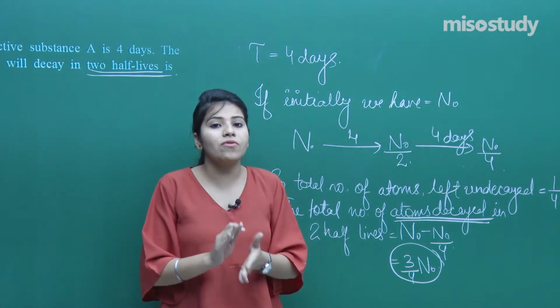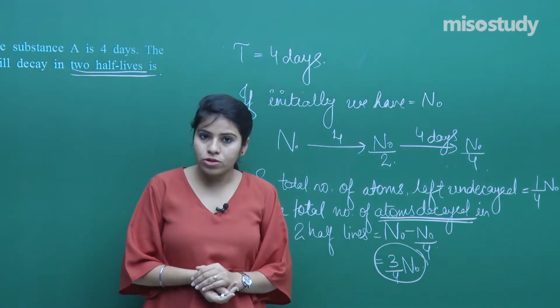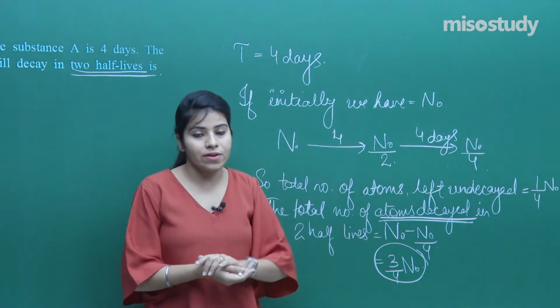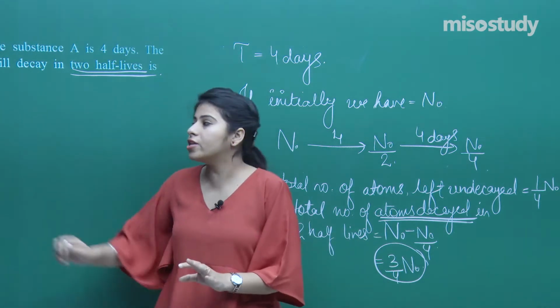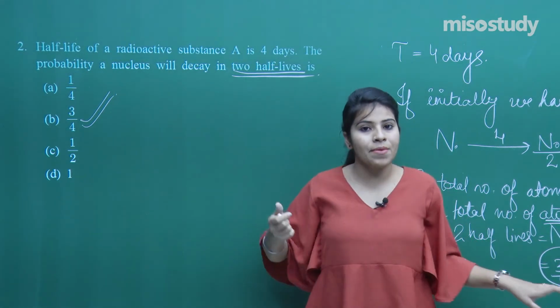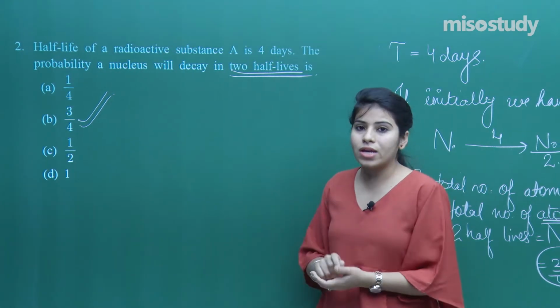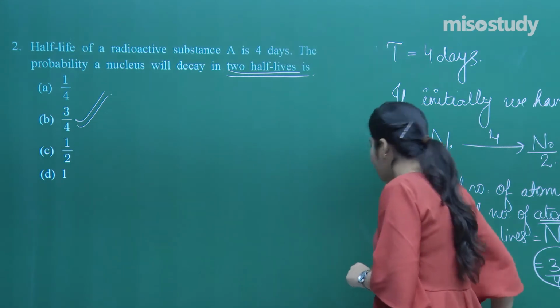So the total number of atoms that has decayed must be 3/4 N naught, and this is the probability that has been done after the 2 half-lives. So you need not worry if you are getting such a question, and if you can see that in the 2 half-lives your probability is the same as what you have come out with, so you just have to tick that option. So yeah, we are now done with question number 2.